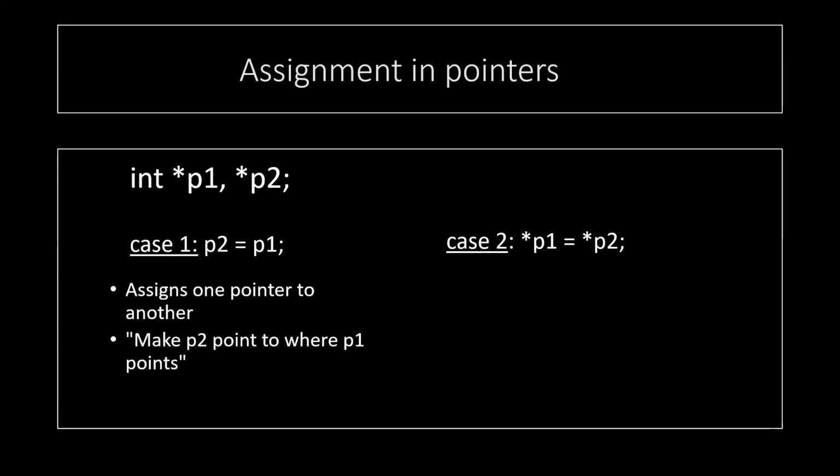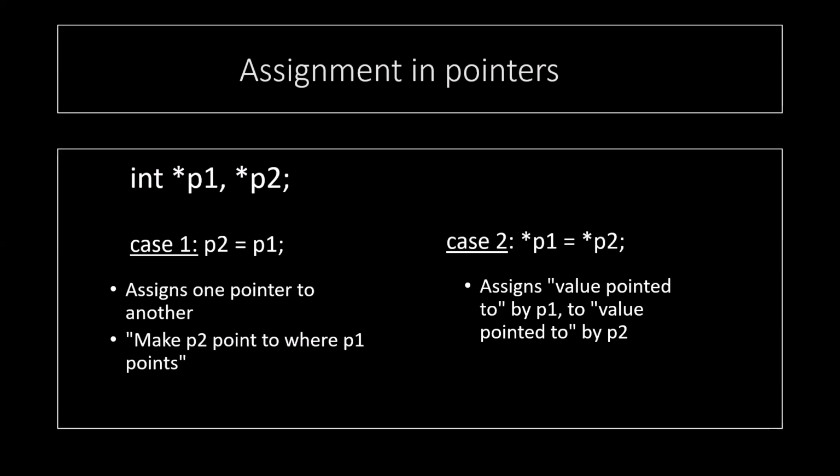Then another one is case 2, in which we have used the dereferencing operator as well with the assignment operator. So what's the difference here? What is happening here? Instead of copying that address value to p1, p2 is copying its pointed value to p1.